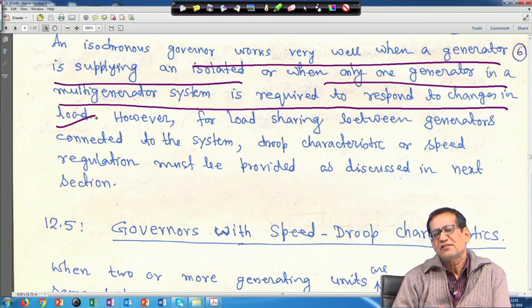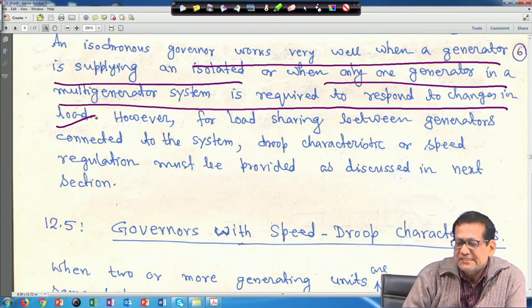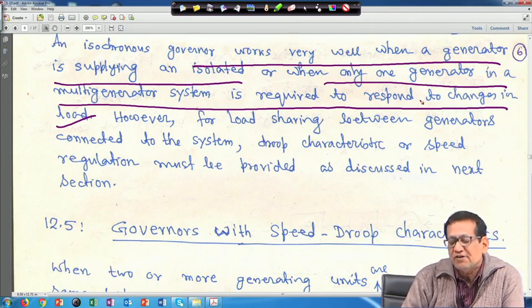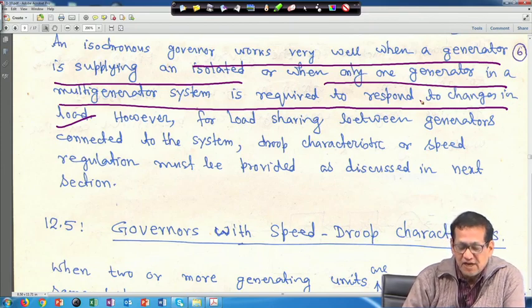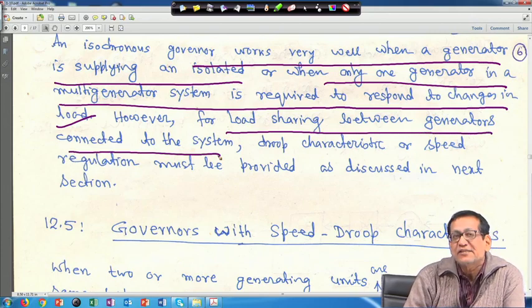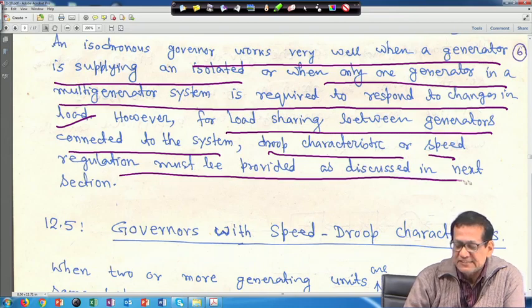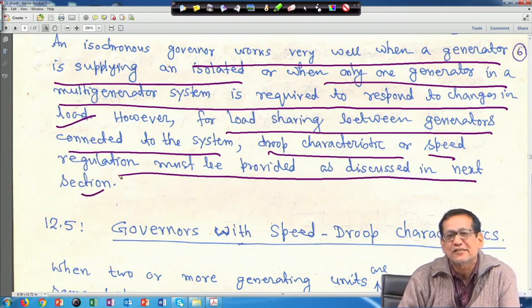You can use this one when it is only supplying one load, or in a group of generators, when out of so many generators only one generator in a multi-generator system is required to respond to changes in the load. However, for load sharing between generators connected to the system, a droop characteristic or speed regulation must be provided, as discussed in the next section, right.